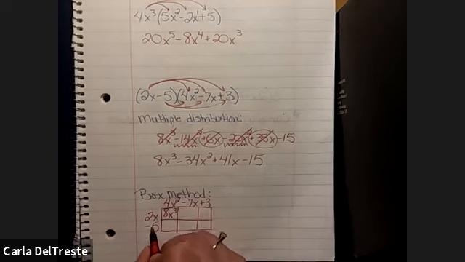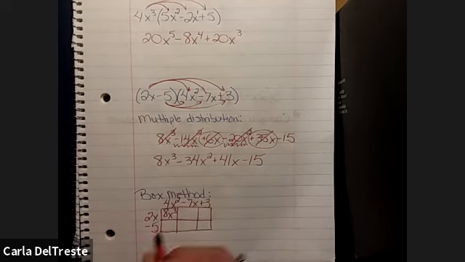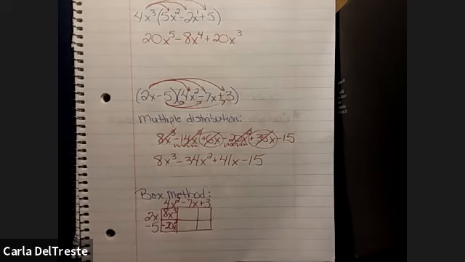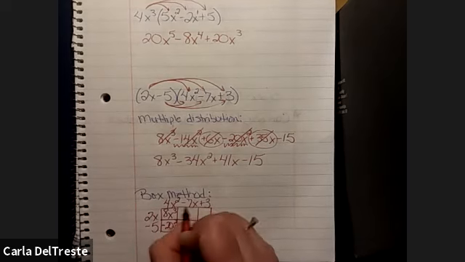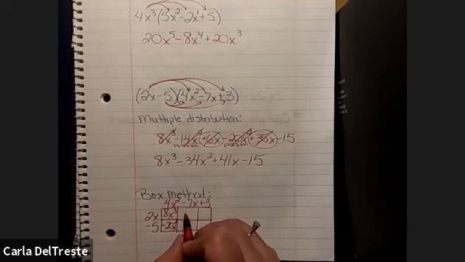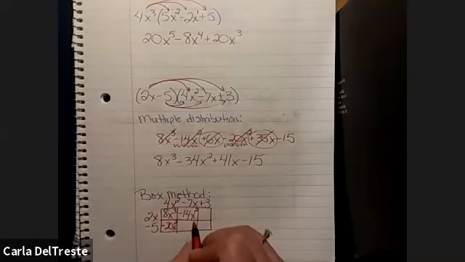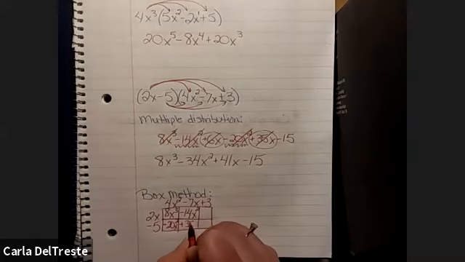Here I'm multiplying negative 5 times 4x squared. So I get negative 20x squared. And I do the same thing for each of the surrounding parts of the box. So this is going to be 2x times negative 7x, so negative 14x squared. This is going to be plus 35x.